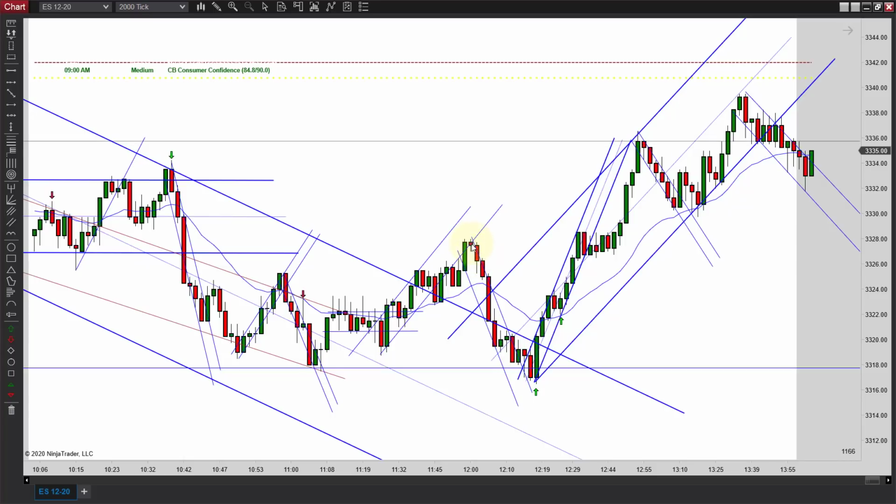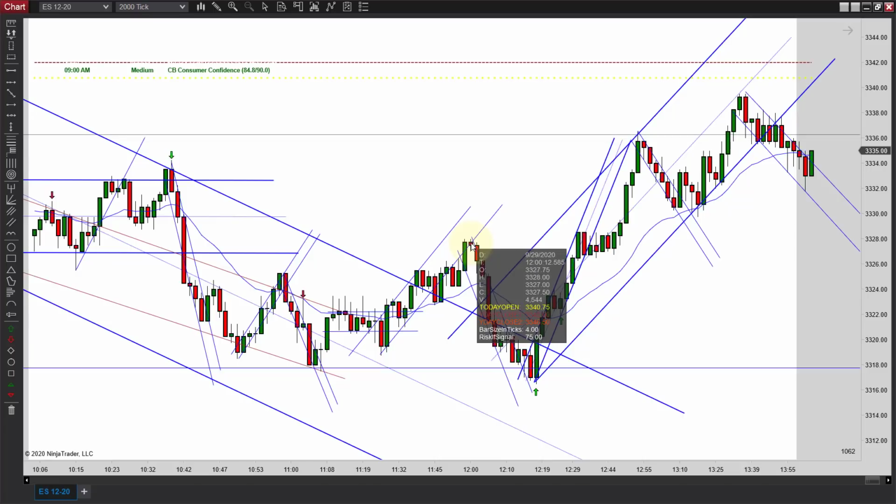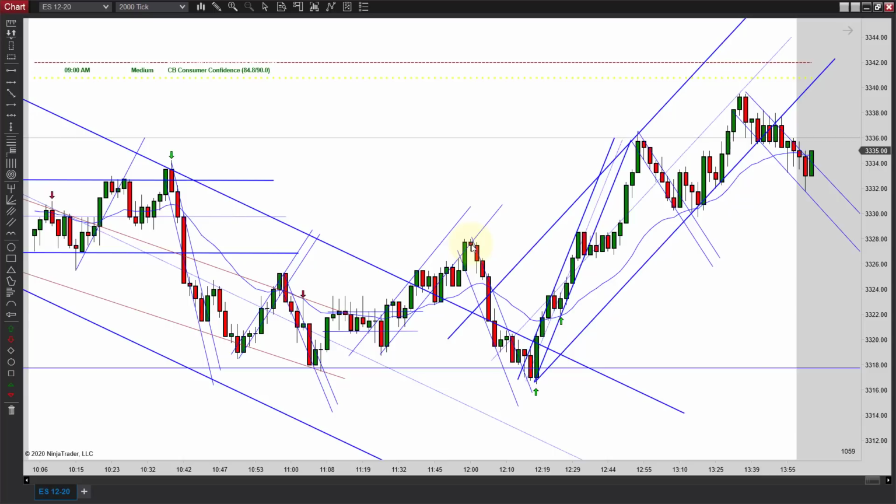But again, that signal bar is not very good. The only thing I will say is there's only 4 ticks in that bar, and there's a good chance we're coming back to the EMA. So for that reason, that's another one you probably could argue to be green.